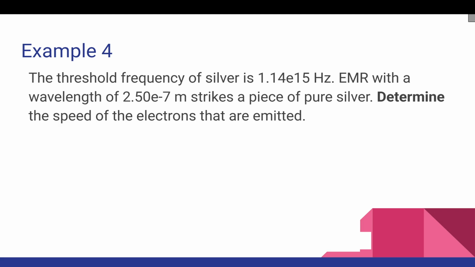So here's my example. I tell you that I know that the threshold frequency of silver is 1.14 times 10 to the 15 hertz. I'm shining some EMR on a piece of silver, and the wavelength of that EMR is 2.50 times 10 to the negative 7 meters. I want to know the speed of the electrons that are being emitted. So this is a classic photoelectric effect experiment question.